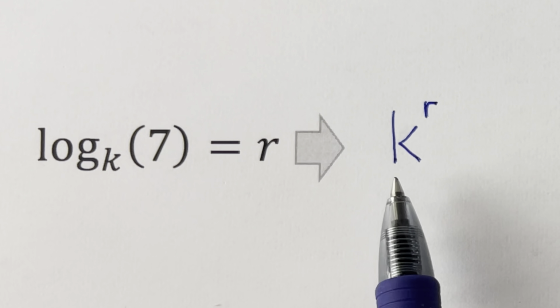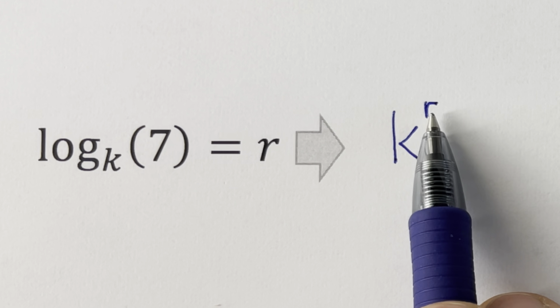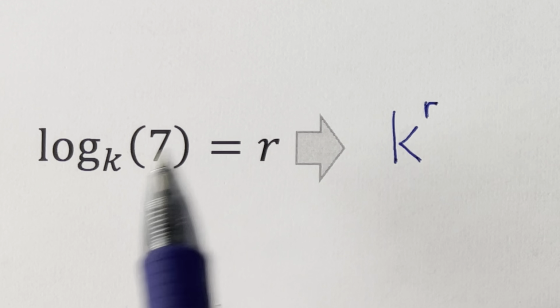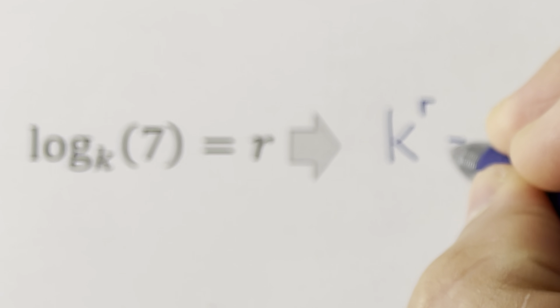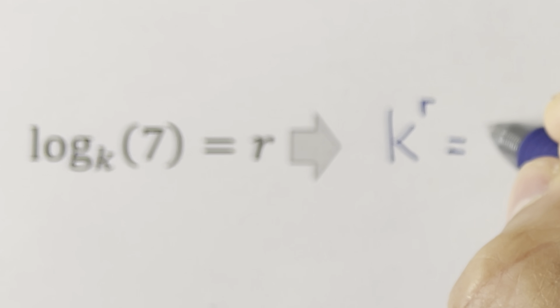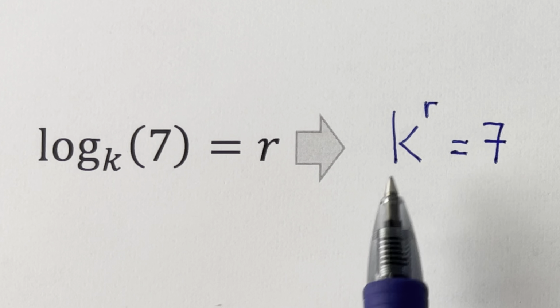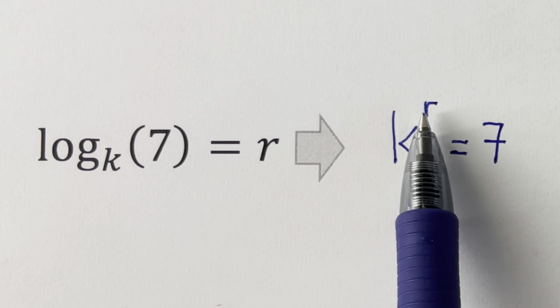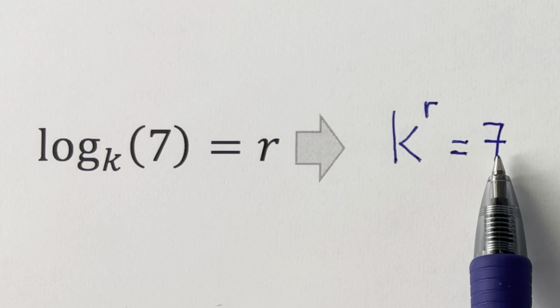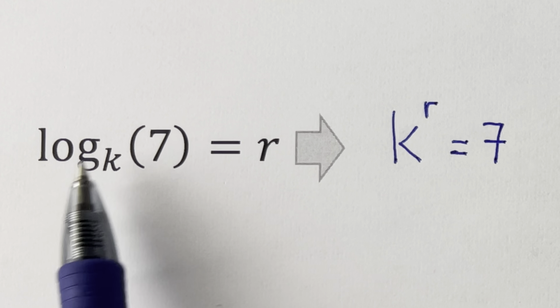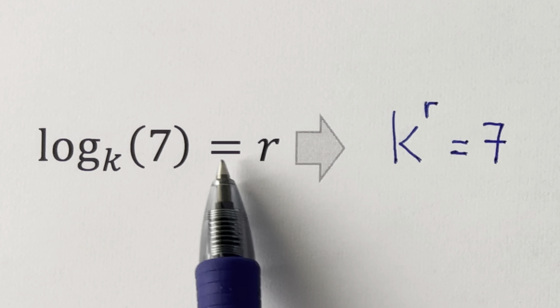So this is read as k to the power r, and this argument 7 is actually the value of this whole expression. So I'm going to write 7 on this side right here. So this is read as k raised to the power r is equal to 7. And again, that is equivalent to log of 7 to the base k equals r.